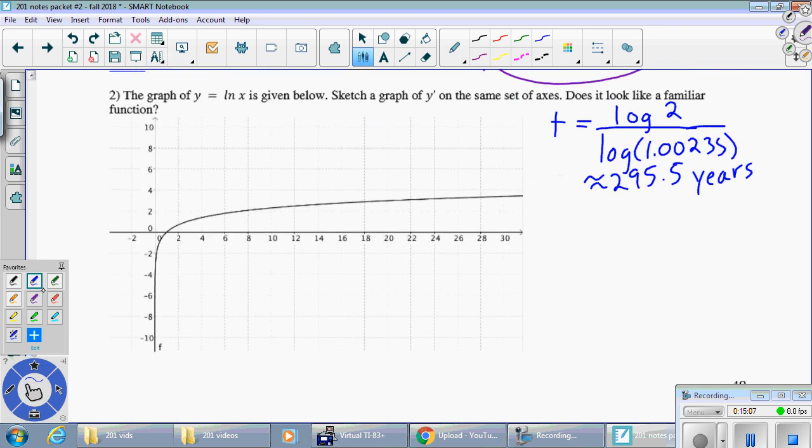Okay, number 2. So the graph of this function y equals ln of x is given. And we're trying to sketch the graph of y prime on the same set of axes. So we'll just do our standard: pick a few points and then draw some tangent lines and then estimate the slopes of those tangent lines. So ultimately, on the graph of the derivative, y prime is what we're looking to graph. The points are of this form: x, and then the slope of the tangent line at that x. So we'll just pick a few.